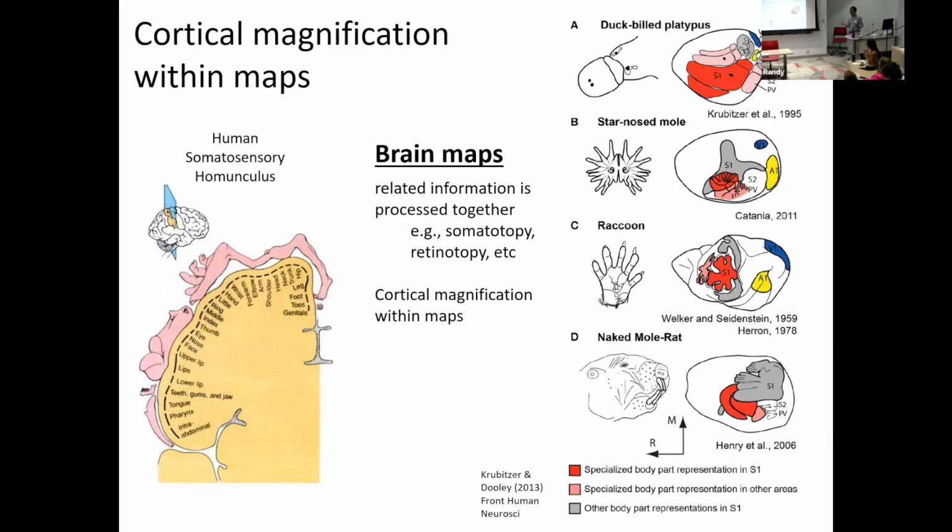Across different animals, with different important effectors and different ways that they interact with the environment, their brains emphasize different body parts within the somatosensory cortex. In the duck-billed platypus, the bill is very much enlarged, and likewise the star-nosed mole's nose and the hand of the raccoon, and so on. The raccoon hand is so specialized that each finger gets its own gyrus on the brain. So these animals' brains have, of course, specialized for the environment that they developed in, and evolution has selected for that.